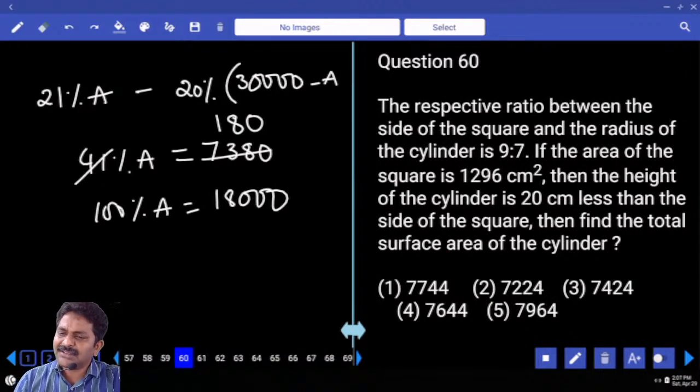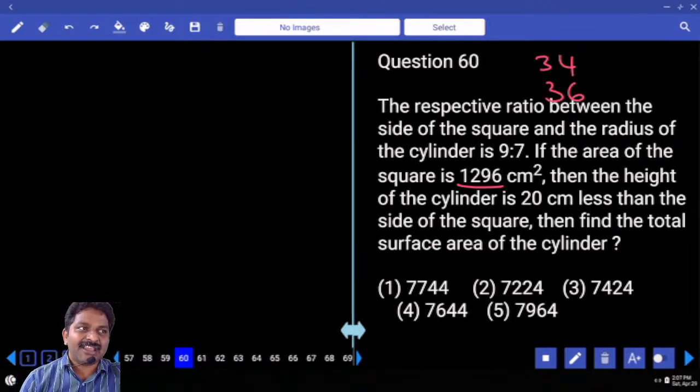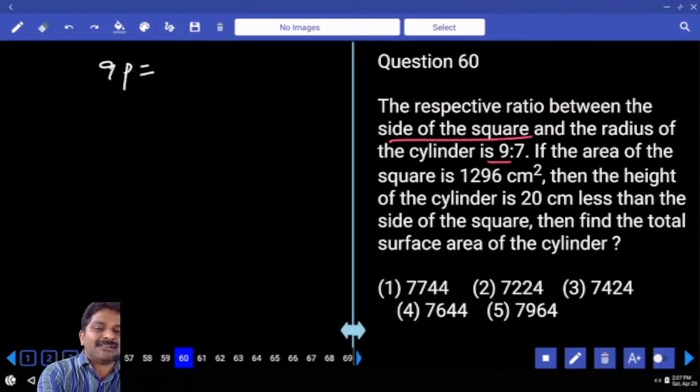The respective ratio between the side of the square and the radius of the cylinder is 9:7. The area of the square is 1296. Which square is this? 30 square is 900. 40 square is 1600. So between those two only, that may be either 34 or 36. 36 is a 9 multiple. 1296 is also a 9 multiple. So it has to be 36 square only. Now the side of the square is 9 parts, and you know that 9 parts is equal to 36. Then 7 parts must be 28.